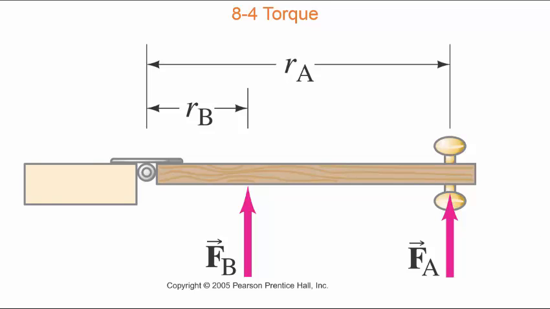So if we look at this door, which would be easier? Would it be easier if you are right here, pushing close to where the hinge is, or if you push way out here with a very long lever arm where the knob is? Obviously, if you push near the knob, it's going to be a bit easier to open the door.